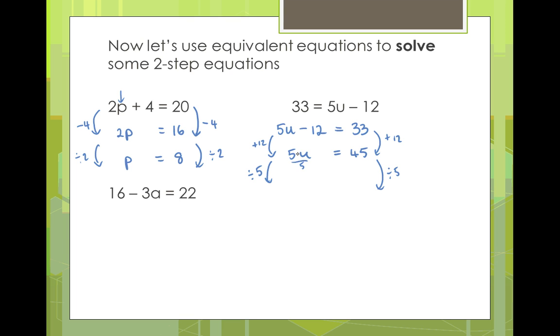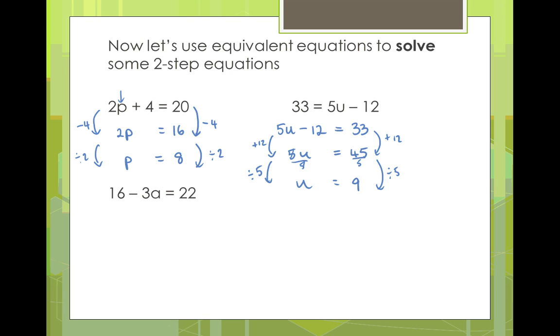When I divide this by 5, the 5's cancel and I get u. When I divide this side by 5, 45, how many 5s is 9, which is what I said a little while ago. Again, I could substitute it back in. 5 times 9 is 45. 45 minus 12 is 33. I know my answer is correct.